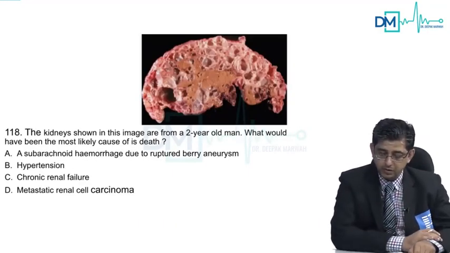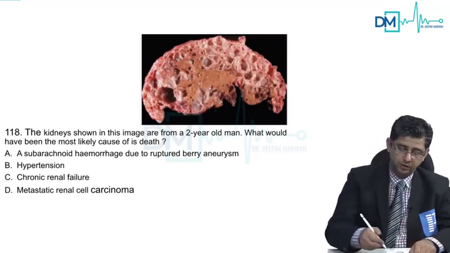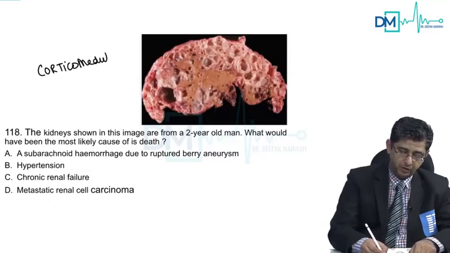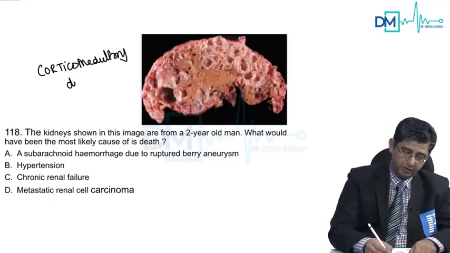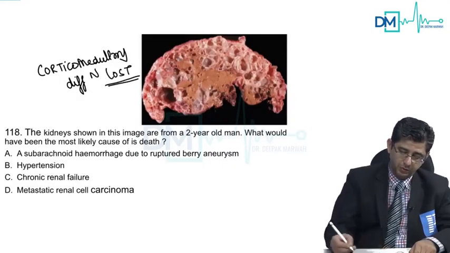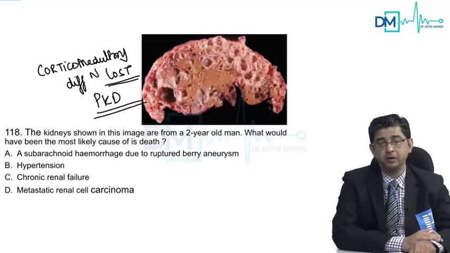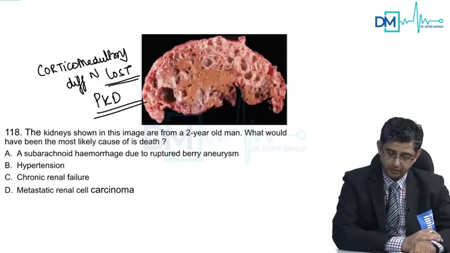You can see big cysts in the kidney. This is having loss of corticomedullary differentiation. Because there are multiple cysts in the kidney and the corticomedullary differentiation is lost, you would answer this as a polycystic kidney. One of the main highlights of polycystic kidney would be loss of corticomedullary differentiation.